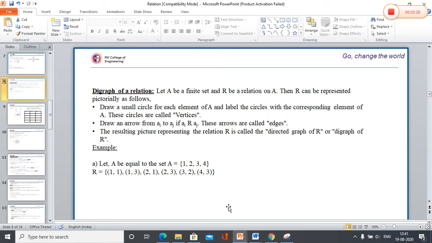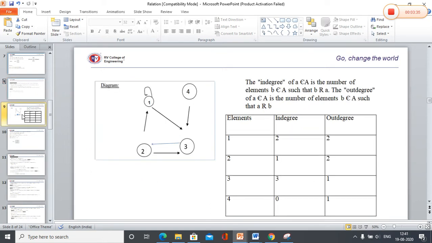Now the next step is we have to draw the digraph. So how many nodes are going to come? That is straightforward, based on the number of elements. Here I have 4 elements, so 4 nodes are going to come: 1, 2, 3, 4. Like this I will be drawing 4 nodes. In each circle we will write the numbering, so this node is node number 1, then 2, 3 and 4.